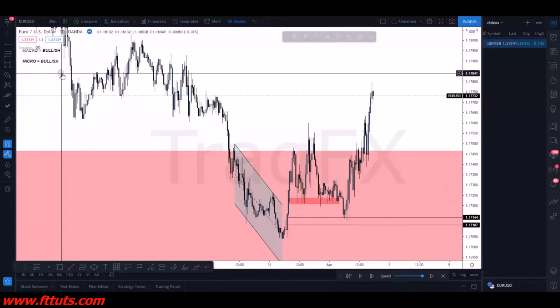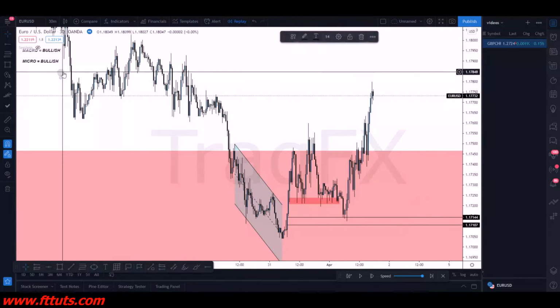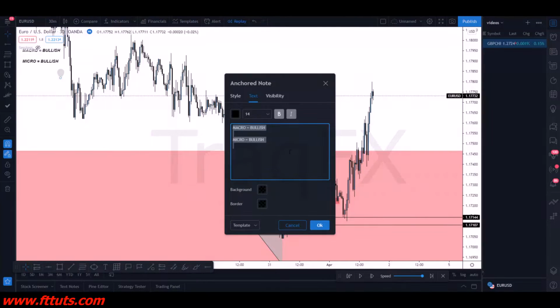Boom. Remember this mathematics in your head. I'm going to write this down and I want everyone to remember this. Macro equals bullish plus micro equals bearish. That equals no trade.